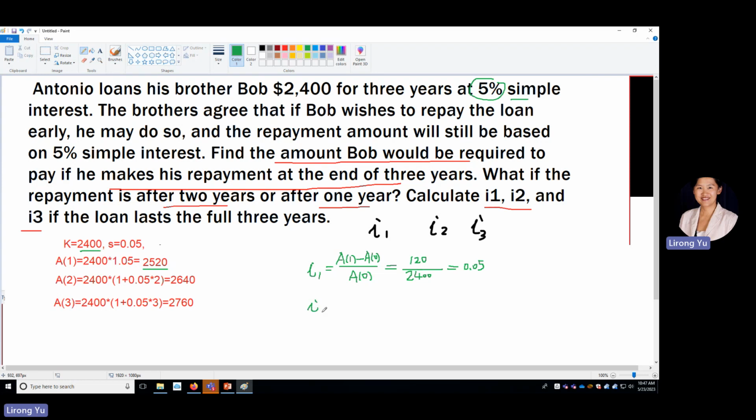Now I2 will equal A2 minus A1, divided by A1. See, there is a small problem: A is changing. A1 is now 2520, and here it's going to be 2640 minus 2520. And so the interest per year did not change. It's always going to be 120, but the amount has changed. So the annual interest rate actually becomes smaller.